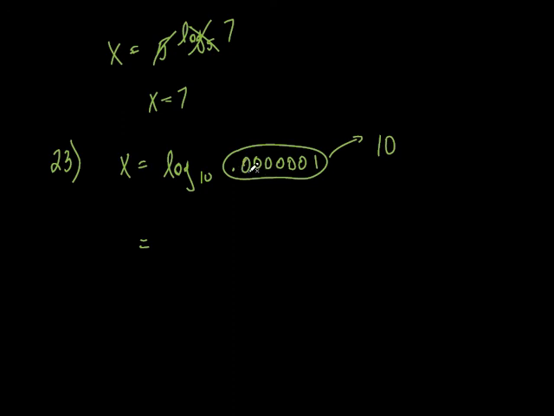How many places do I have to move my decimal to get a 1 here? 1, 2, 3, 4, 5, 6, 7. I have to move this 7 places in order to move it all the way to the right of 1. So what's that going to make this? 10 to the what? Negative 7th.